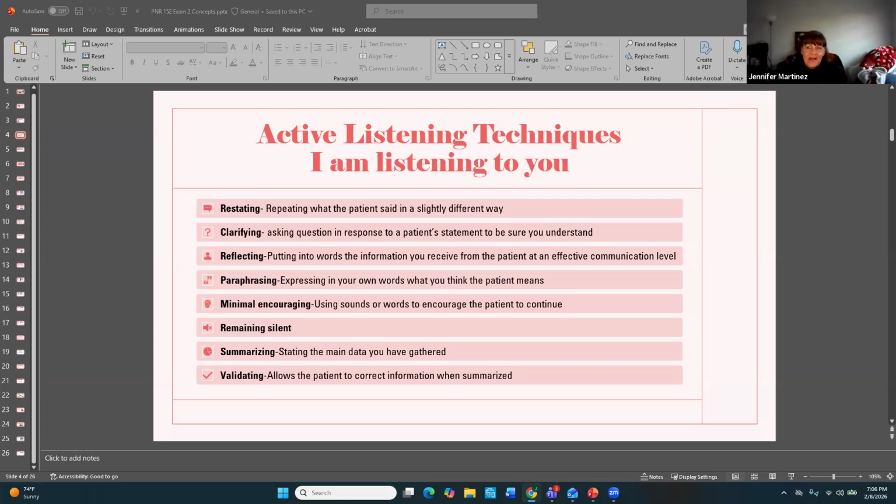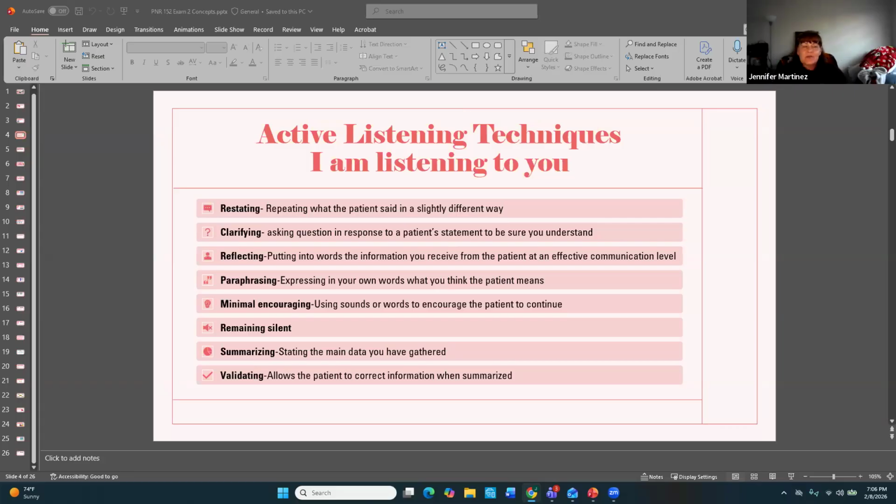Remaining silent. So silence, I know sometimes can be very uncomfortable, but there are lots of reasons why silence is good. It allows people to gather their thoughts. It allows them to reflect. And so avoiding filling that gap with noise, silence can be helpful.